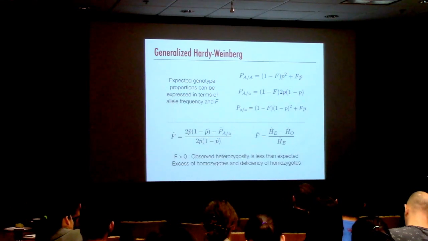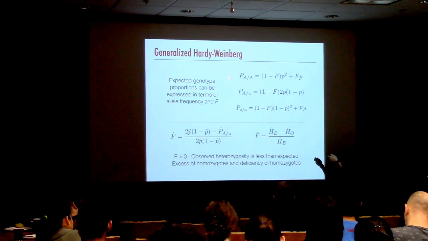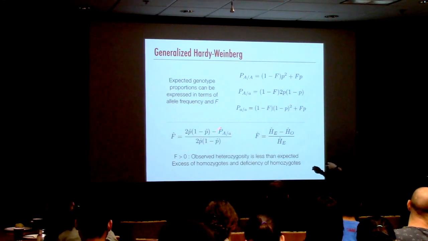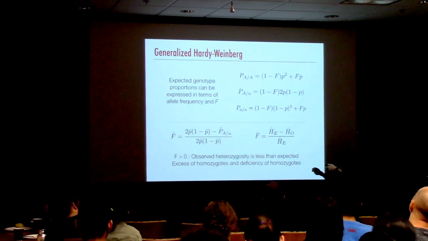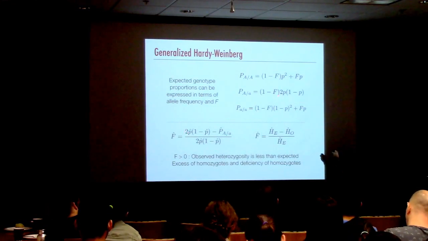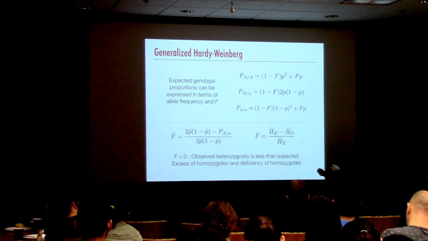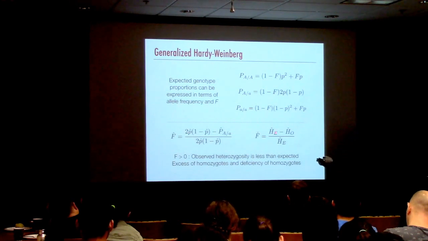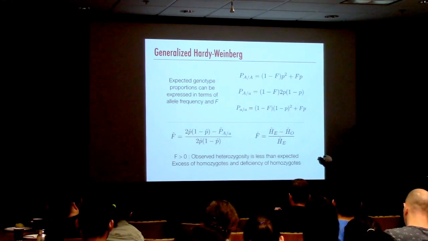But before I show the graphs, what this also highlights is that we can estimate F, this correlation, by taking the observed proportion of heterozygotes and subtracting it from an expected number of heterozygotes, using an estimate of the allele frequency from the population. So this is sometimes denoted as the expected heterozygosity minus the observed heterozygosity, over the expected heterozygosity.